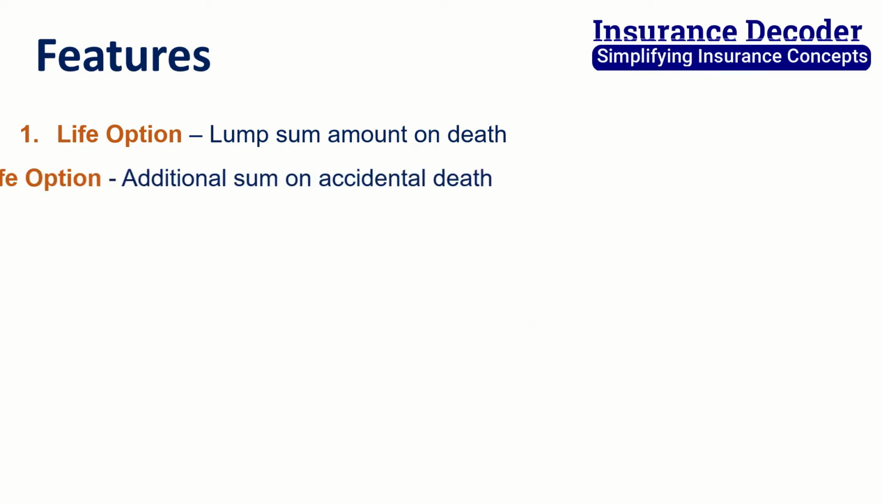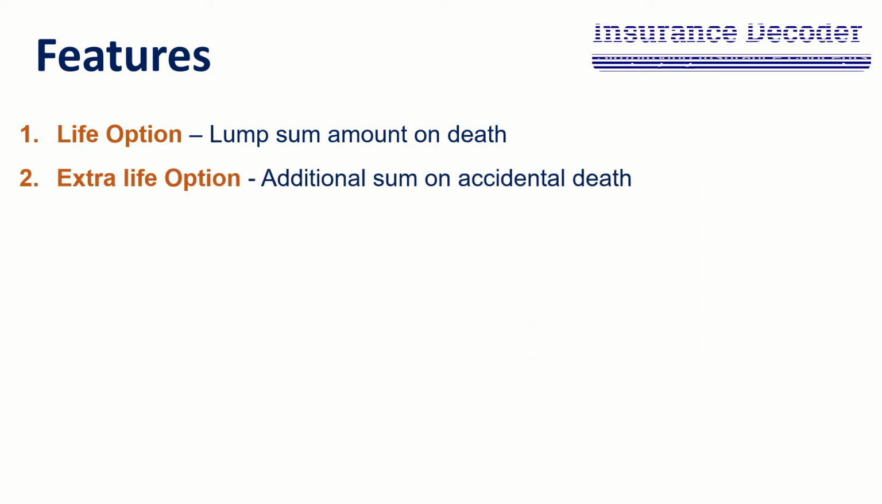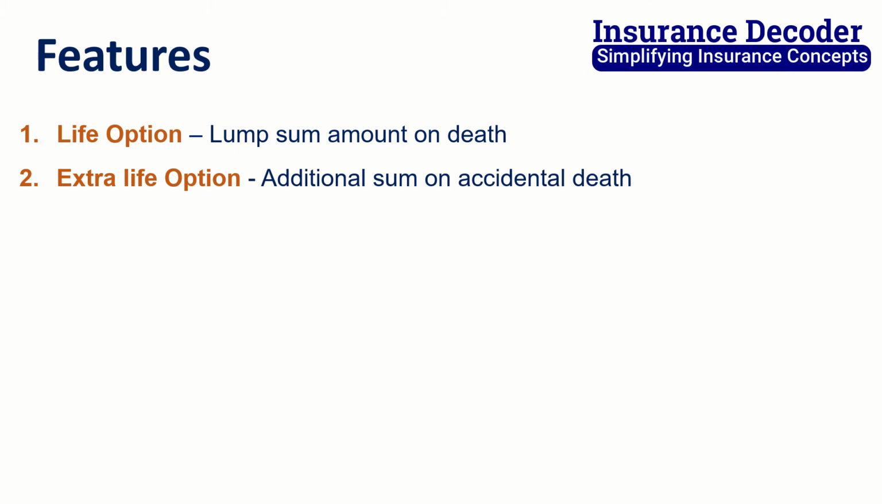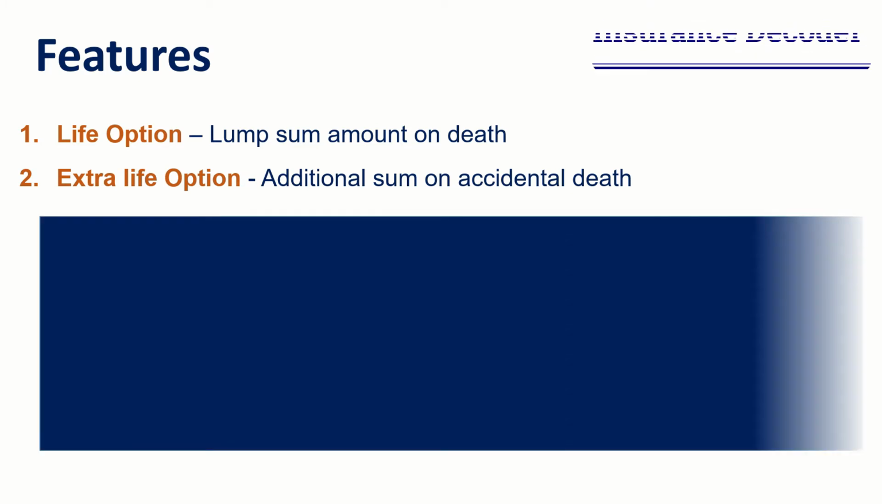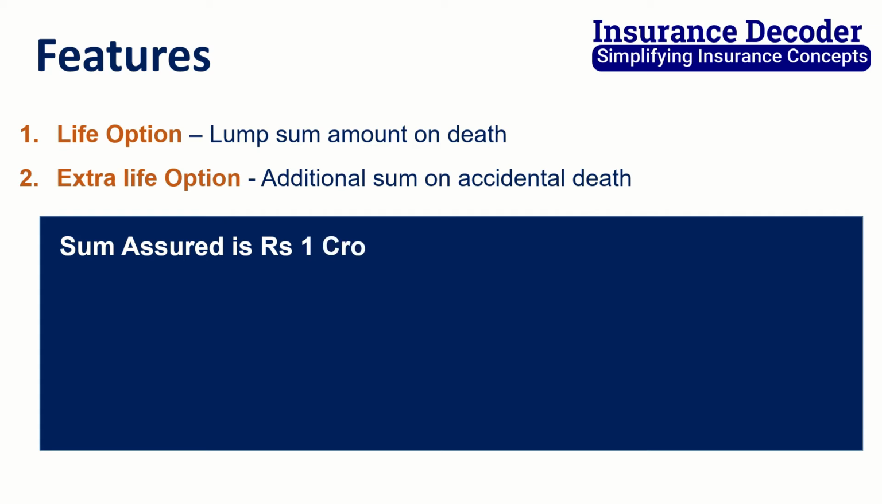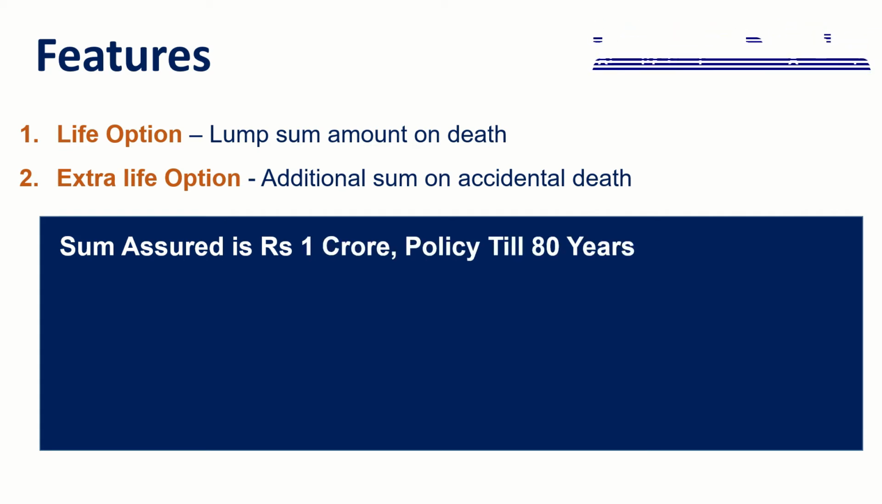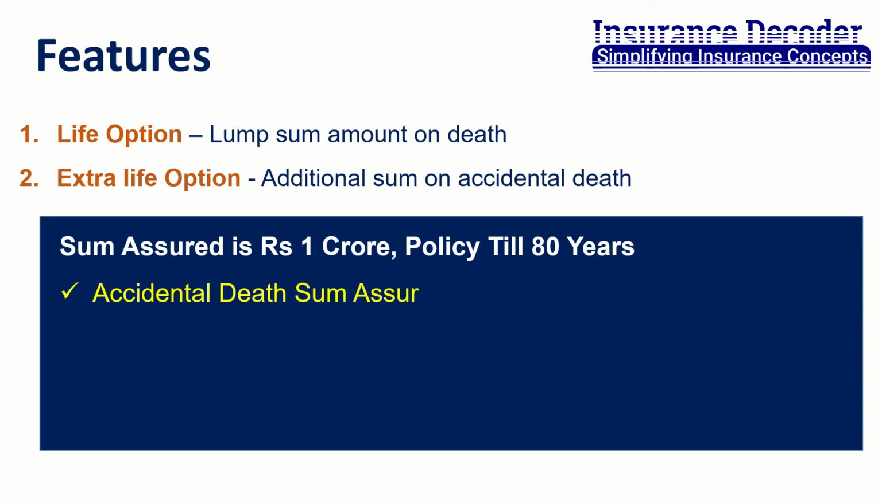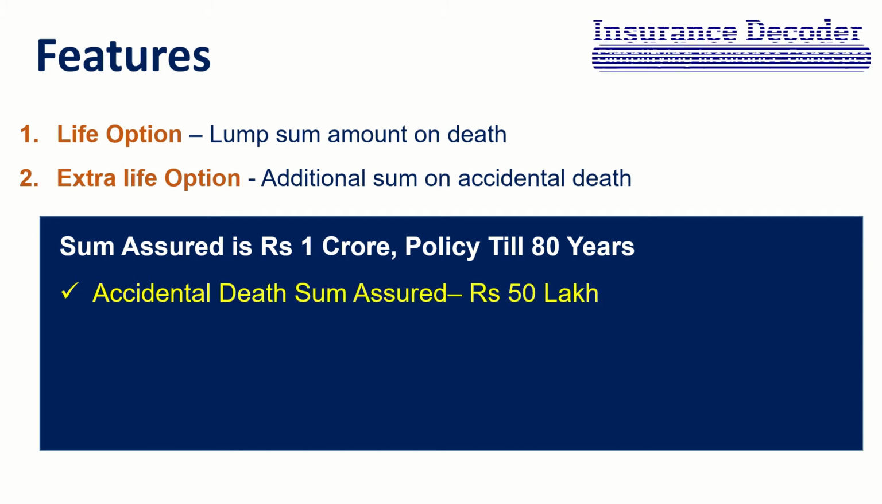Next option is extra life option. The extra life option gives you the life option, that is the sum assured, plus the accidental death rider. So here you get the accidental death rider with your life option. In this case, say the sum assured amount is 1 crore, the policy is for 80 years, and the accidental death sum assured you have taken is 50 lakh rupees.